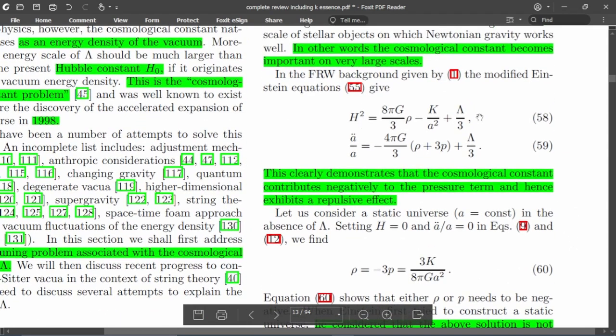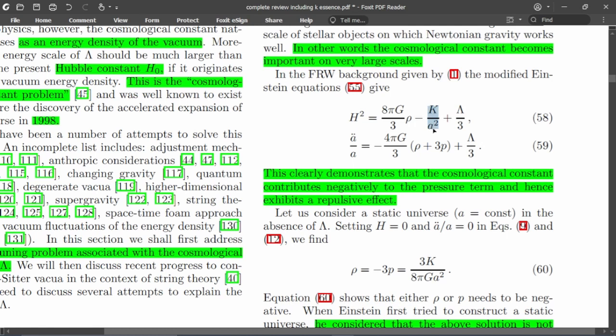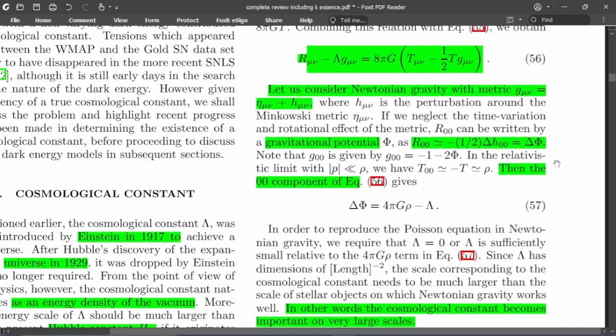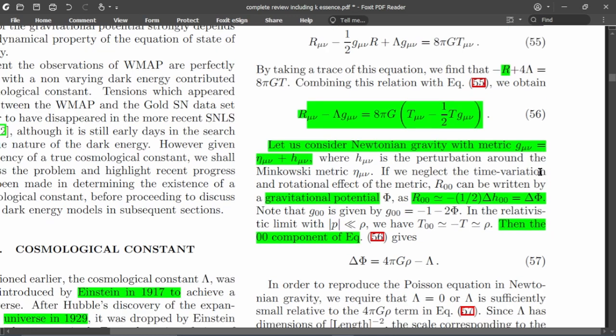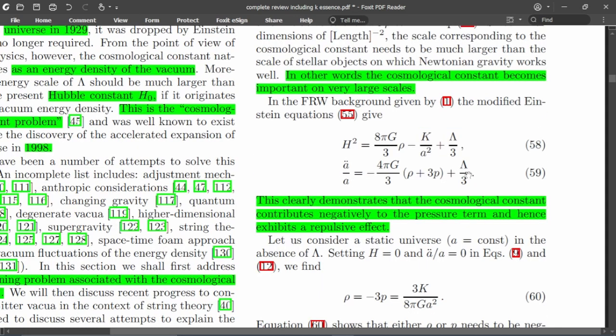Now, from the Friedmann equation, we have H squared equal to the energy density, then the curvature term, and then lambda over 3. Lambda over 3 is from this equation, as you can see from equation 55. Now the second Friedmann equation will again have a modification, lambda over 3.